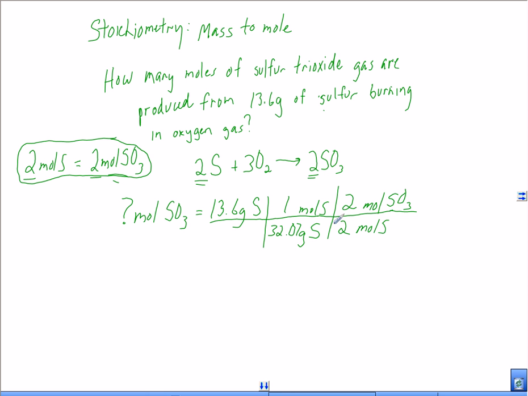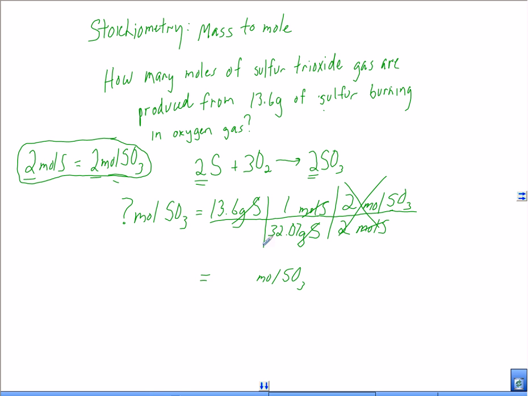Now again, I could write 1 to 1 and be okay with it. But just for teaching purposes, I'm going to leave it as 2's. But if you wanted to just put 1 over 1, you'd be fine if you wanted to do that. My grams cancel. My moles of sulfur cancel. And what am I left with? Moles of sulfur trioxide. What am I trying to find? Moles of sulfur trioxide. So in a sense, I can say to this bracket, forget you. I just need the moles of SO3 at the end. And what does that leave me with?